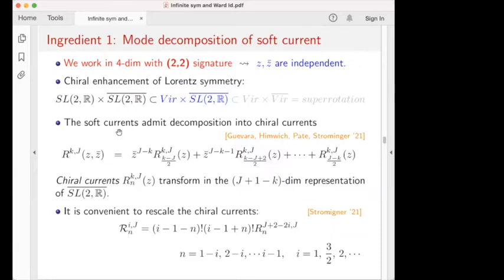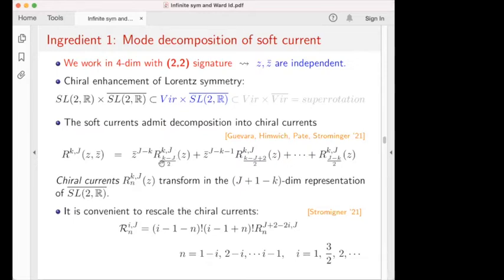In this case, we can decompose the soft currents, which I introduced before, into various chiral currents. So we have these soft currents, and then they have this Laurent expansion in z bar, and the coefficients are just the chiral currents. So in total, we have J plus 1 minus k chiral currents, and they transform in this representation of SL(2,R) bar.